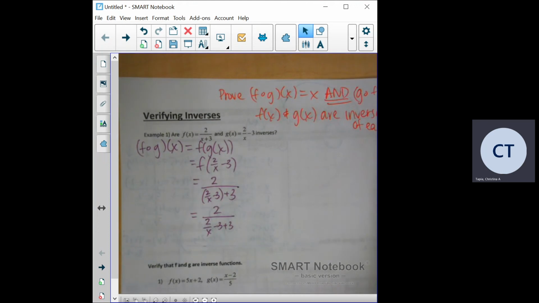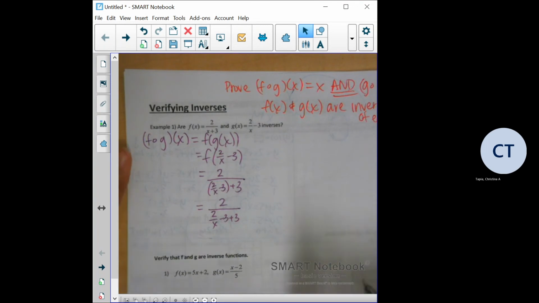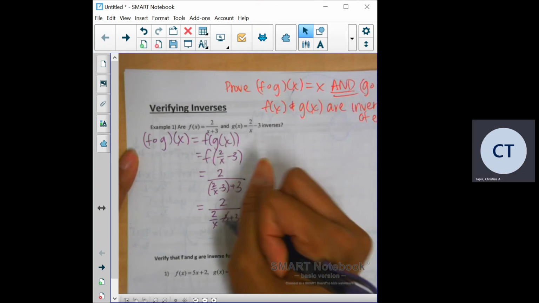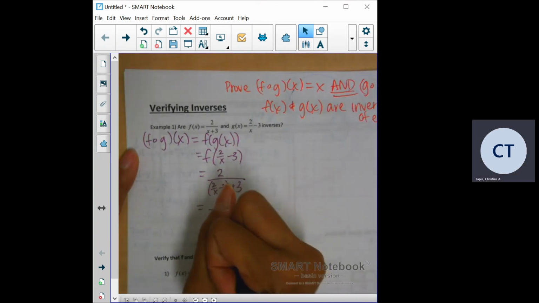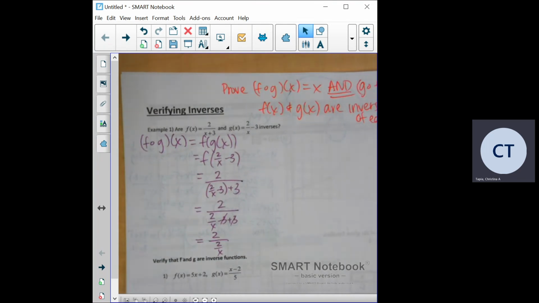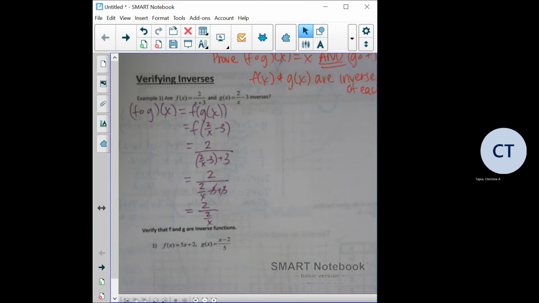David, what can I do to simplify this? And what happens? It becomes 0. These cancel. So I'm left with 2 over x. David, how do I simplify that? x over 2? Over 2. So I'm going to do the reciprocal.